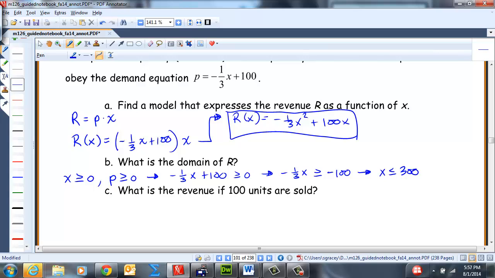So combining that with the fact that x has to be greater than or equal to 0, our domain will be from 0 to 300 inclusive. Or you could write this as x such that 0 is less than or equal to x is less than or equal to 300 in set notation.